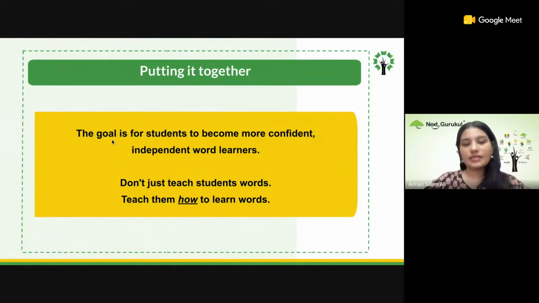Okay, with that, just putting it together, the goal is for students to become more confident, independent word learners. So we as teachers, we don't just teach students words, right? We teach them how to learn words. And the goal of every strategy that I presented today was how can we make students independent? How can they use one strategy over and over again independently, so that whenever they come across a new word, they can use those strategies by themselves and find out the meaning.